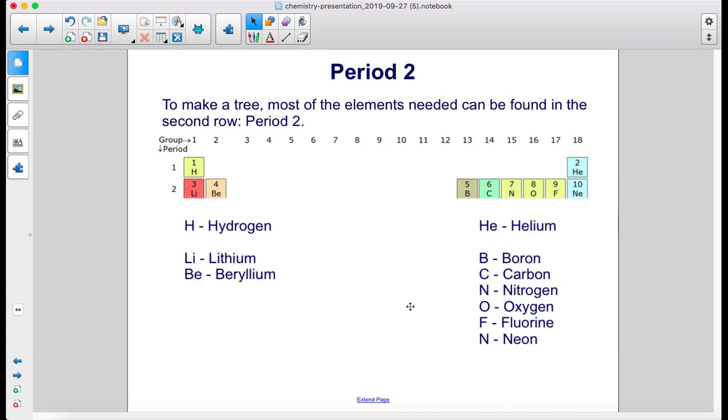To make a tree, most of the elements needed can be found in the second row, period 2. We have hydrogen and helium in period 1. We have lithium, beryllium, boron, carbon, nitrogen, oxygen, fluorine, and neon in period 2.